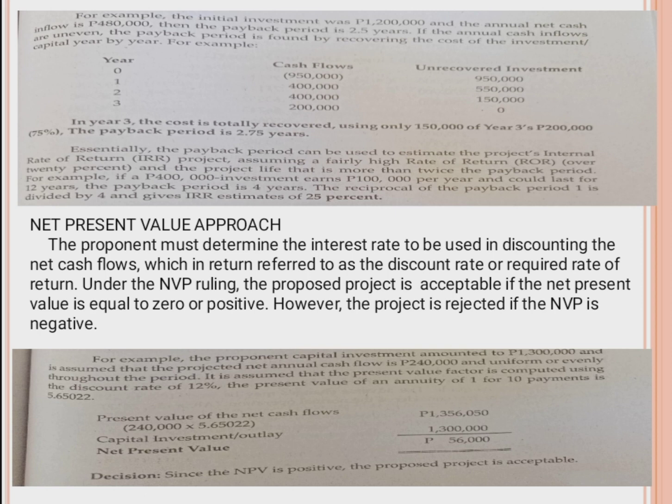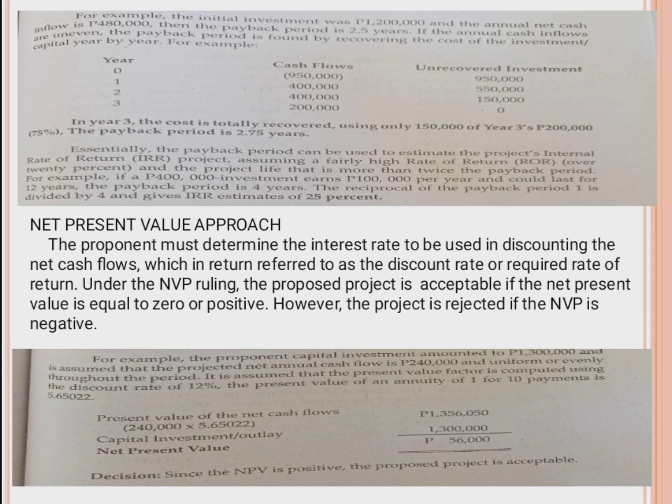Net present value approach. The proponent must determine the interest rate to be used in discounting the net cash flows, which is referred to as the discount rate or required rate of return. Under the NPV rule, the proposed project is acceptable if the net present value is equal to 0 or positive. However, the project is rejected if the NPV is negative. For example, the proponent's capital investment amounts to 1,300,000 and it is assumed that the project's net annual cash flow is 240,000, uniform or even throughout the period. It is assumed that the present value factor is computed using the discount rate of 12%.